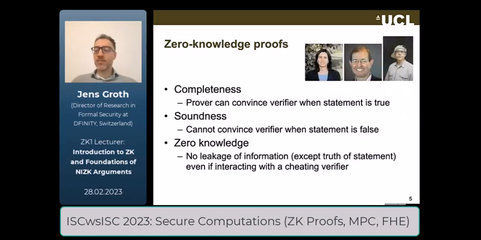So zero knowledge proof was invented in the 80s by Goldwasser, Micali, and Rackoff, and they identified these two properties of soundness and zero knowledge, and also noted that it has to be complete, right? So you have three properties. Completeness says that a prover can convince the verifier when the statement is true. And soundness says that you cannot convince the verifier if the statement is false, and then zero knowledge says that you are not leaking information.